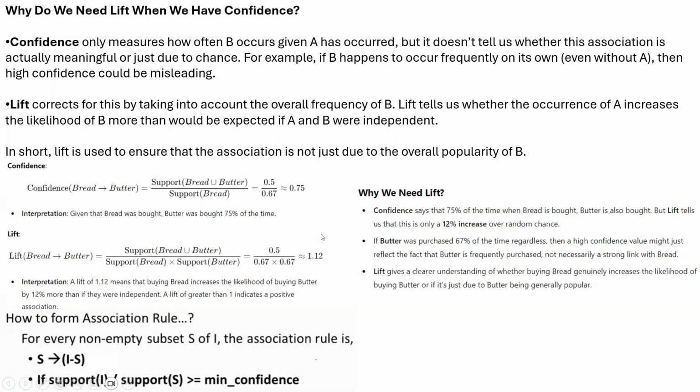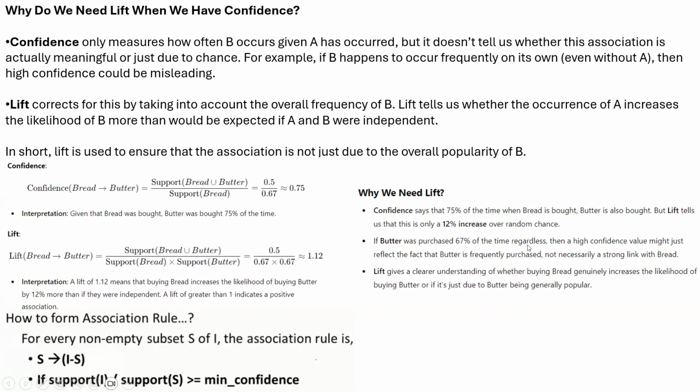So the lift is giving 12%, whereas the confidence is giving 75%, which is misleading. As the count of bread occurring independently is higher, it comes to 75%, whereas the lift comes to 1.12. Okay. Confidence says that 75% of the time when bread is bought, butter is also bought, but lift tells us that is only a 12% increase over random chance. If butter was purchased 60% of the time regardless, then the high confidence value might just reflect the fact that butter is frequently purchased, not necessarily a strong link with the bread.